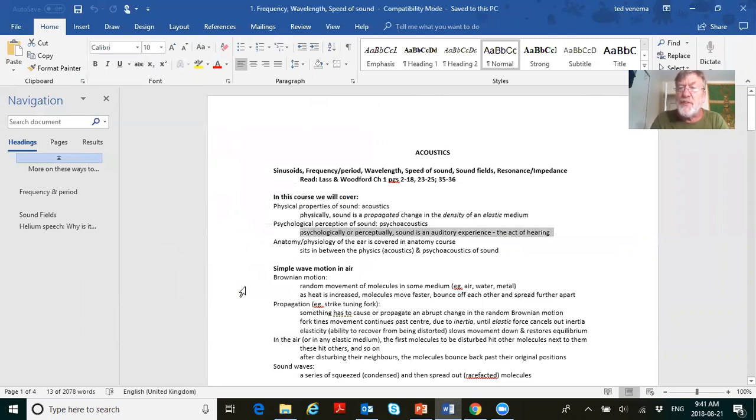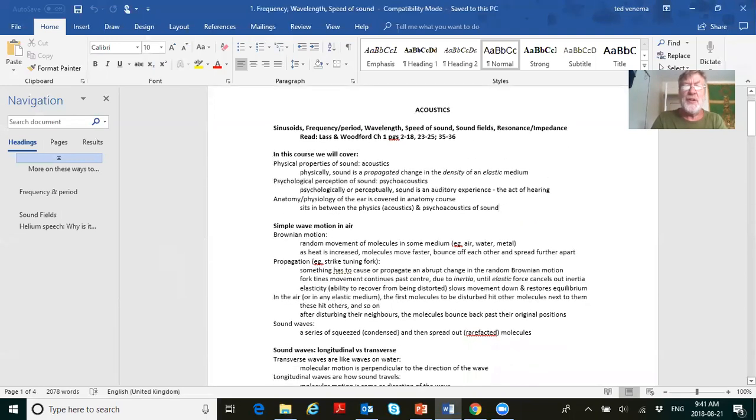Psychologically or perceptually, sound is an auditory experience, the act of hearing, psychoacoustics. Anatomy and physiology of the ear is covered in anatomy, 120. And anatomy sits right in between the physics of sound and your perception of sound. Anatomy is kind of the human being or the organism through which sound has to go to get to the brain. And that's what we're going to be covering in 120. We'll be covering the outer ear, the middle ear, the inner ear, and all the pieces and parts of the ear and how they work. It's kind of neat. You're going to like anatomy.